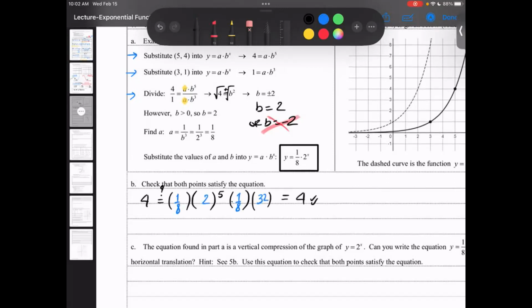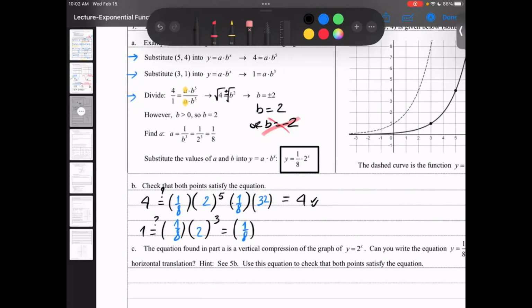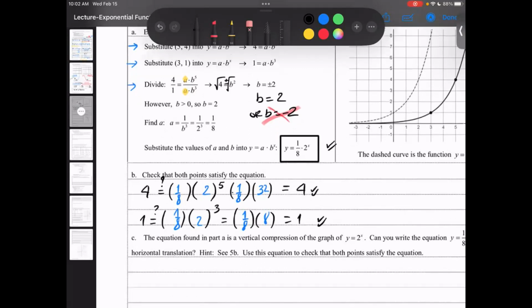And then you check the second one. 1 is equal to 1/8 times b cubed. B is 2, so 2 cubed. What does 2 cubed equal? 8, right? So 8 divided by 8 is 1, which is equal to the left-hand side, which is a check. So we know that your equation is right. That one is correct. So far, so good.